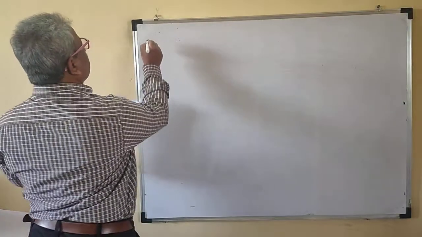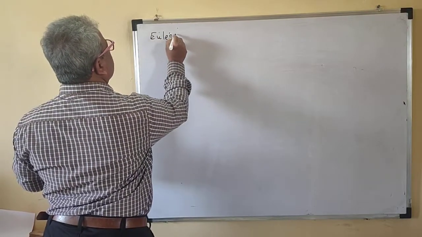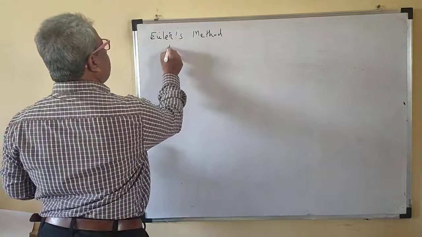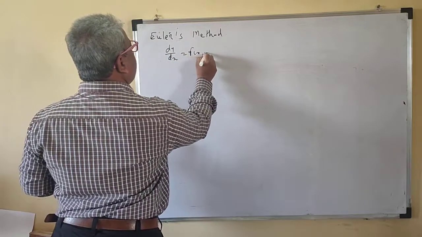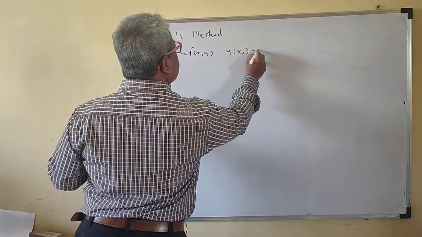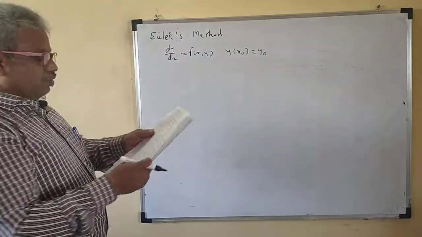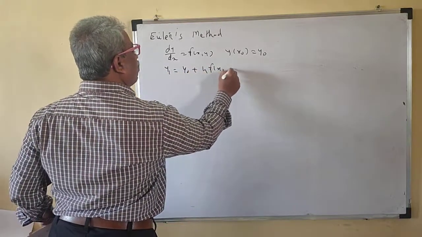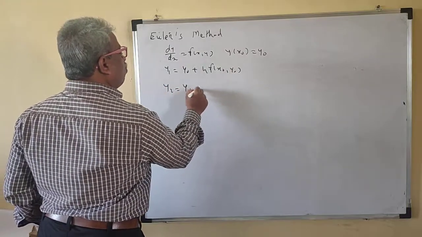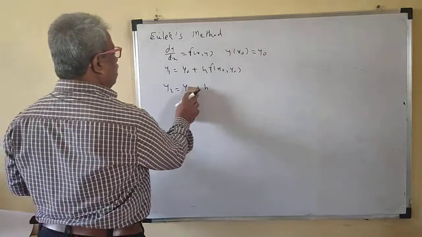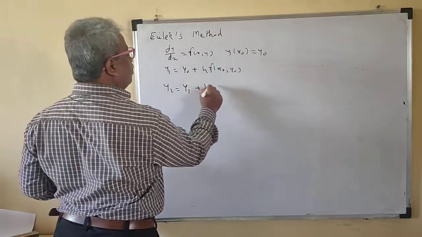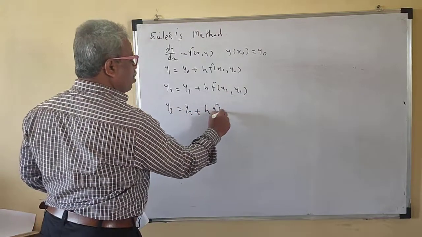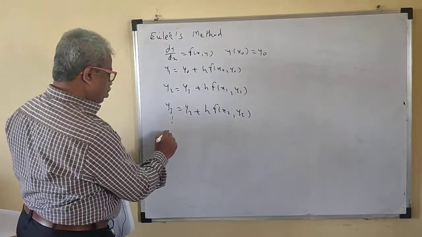Now the next method is Euler's method. So same thing here: dy by dx is equal to f of x, y, y of x0 is equal to y0. Euler's method is also very simple. So you have to write this y1. Y1 is equal to y0 plus h f of x0, y0. Then y2 is y1 plus h f of x1, y1. y3 is equal to y2 plus h f of x2, y2, and so on.